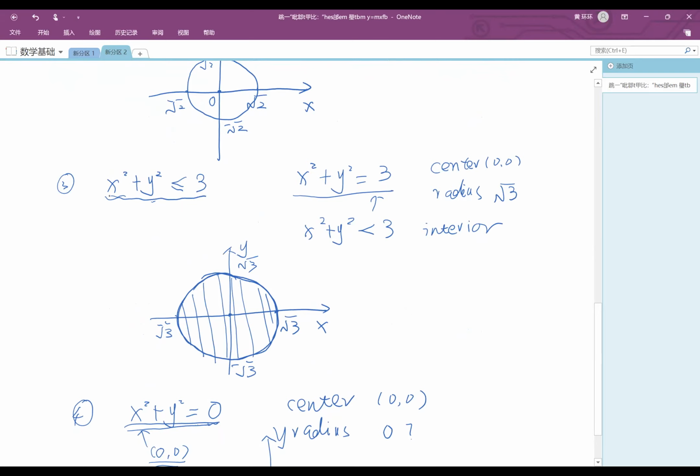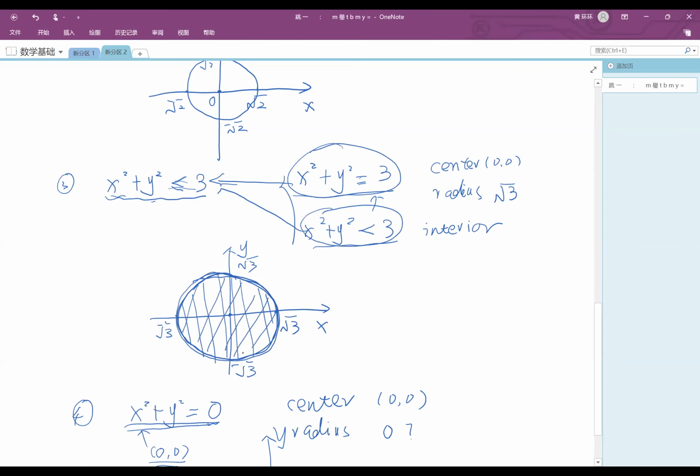This is x squared plus y squared is smaller than or equal to 3, right? So all the points where x squared plus y squared equals 3 satisfy this equation, right? And all the points where x squared plus y squared is smaller than 3 also satisfy this inequality, right? So this is a circle, and this means the interior of this circle, right?